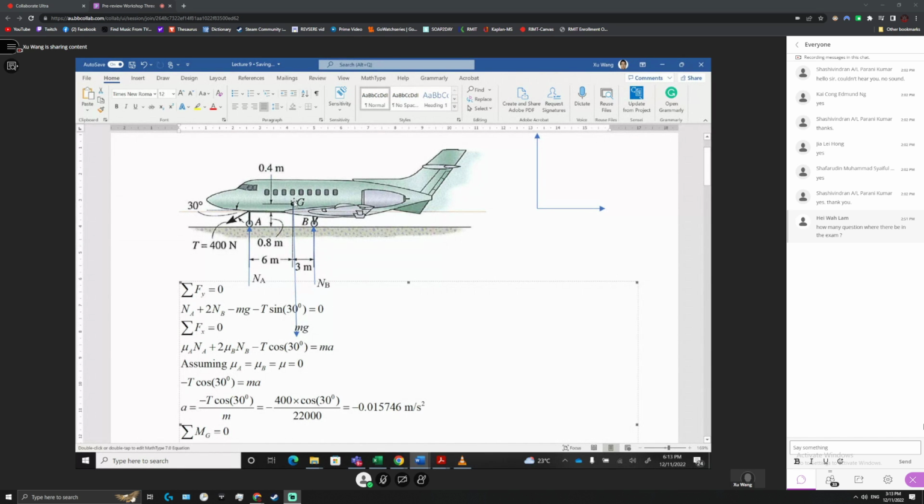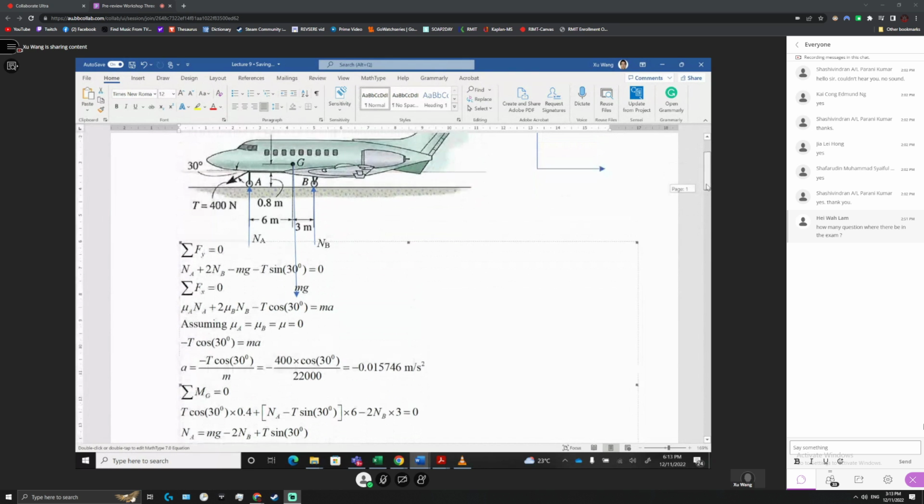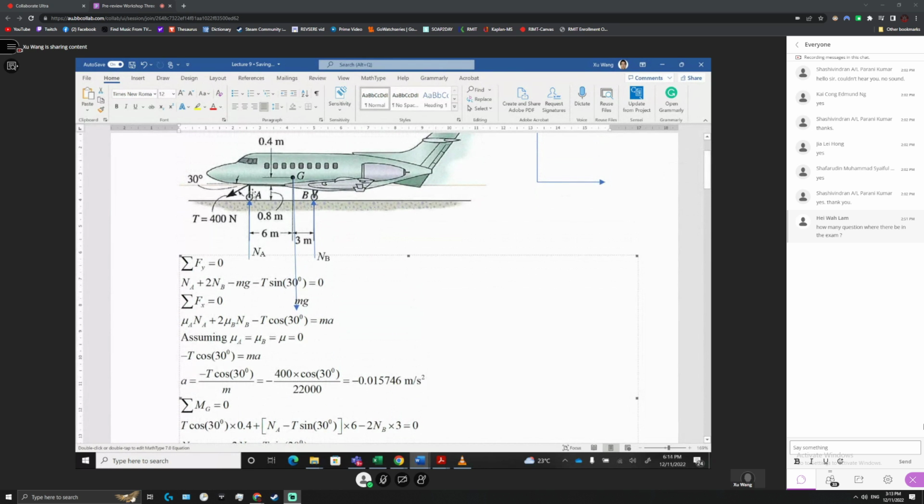So for the reaction force, we take this one as the rotation center and take sigma M equals 0. We assume clockwise is positive and anti-clockwise is negative. T cosine 30 degrees times 0.4 is clockwise, so positive. And then from T sine theta going down to here, we have the minus NA.